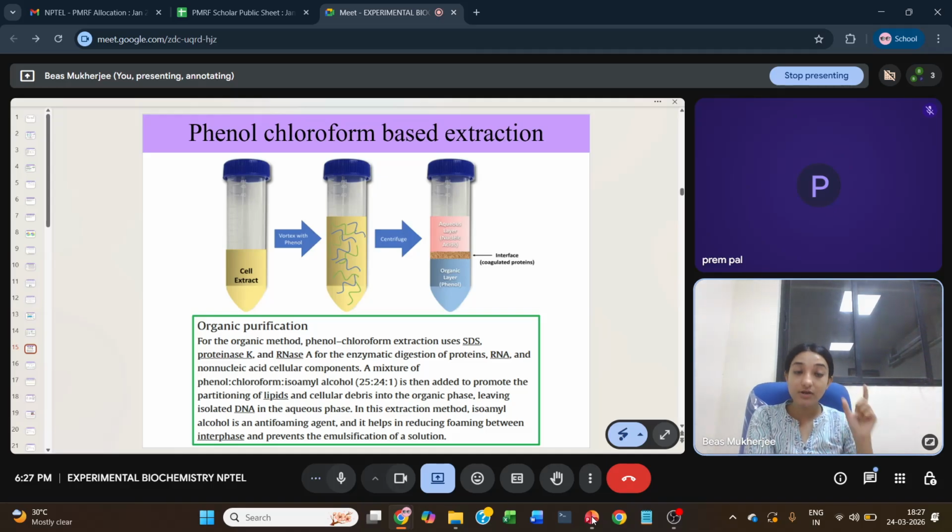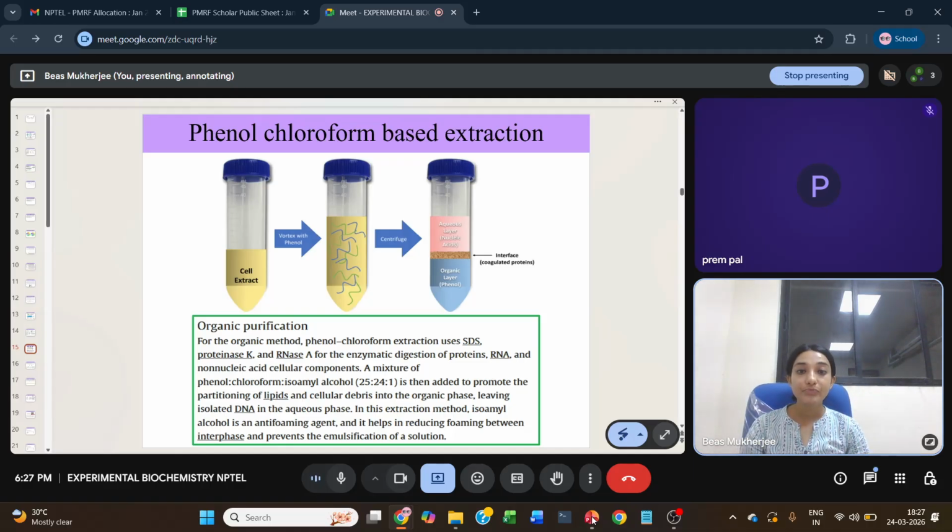So a mixture of the ratios you have to remember. Okay, ratios are very important. Phenol, chloroform, isoamyl alcohol, 25:24:1 in the ratio. Then it is added to promote the partitioning of the lipids and cellular debris into the organic phase, leaving isolated DNA in the aqueous system. So when it is centrifuged, you see that the aqueous part containing the nucleic acid is there. In the interface, there are coagulated proteins and the organic layer contains phenol.